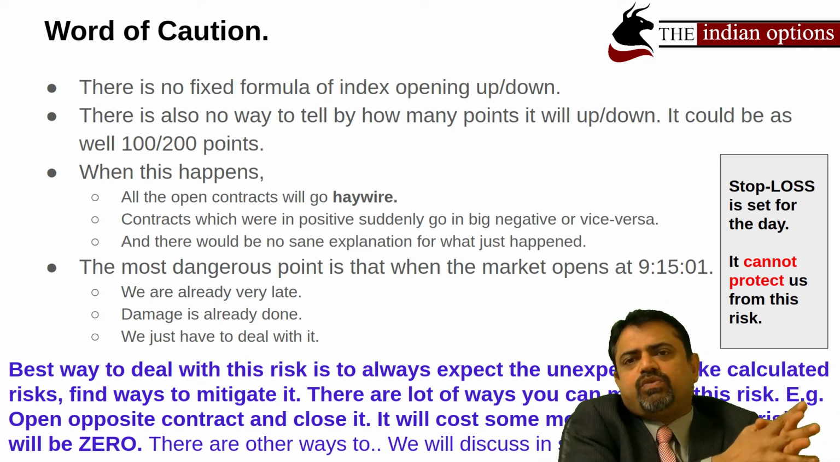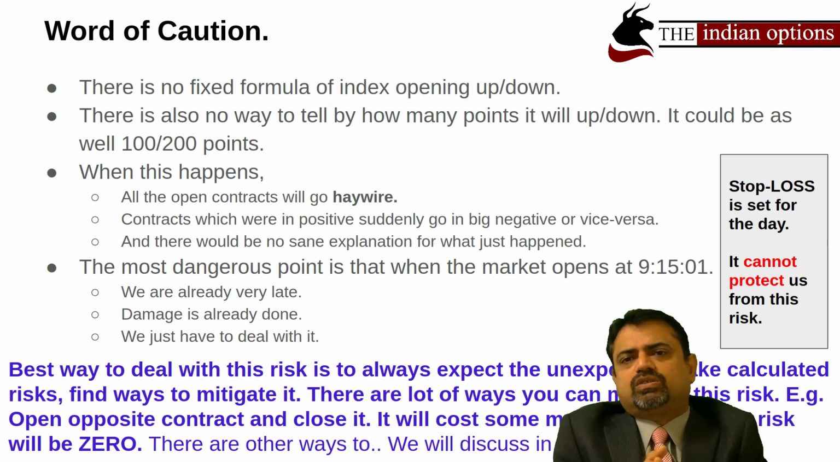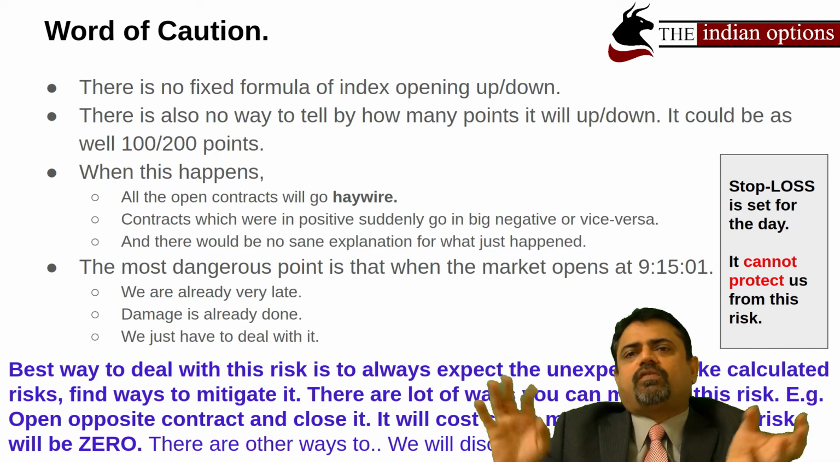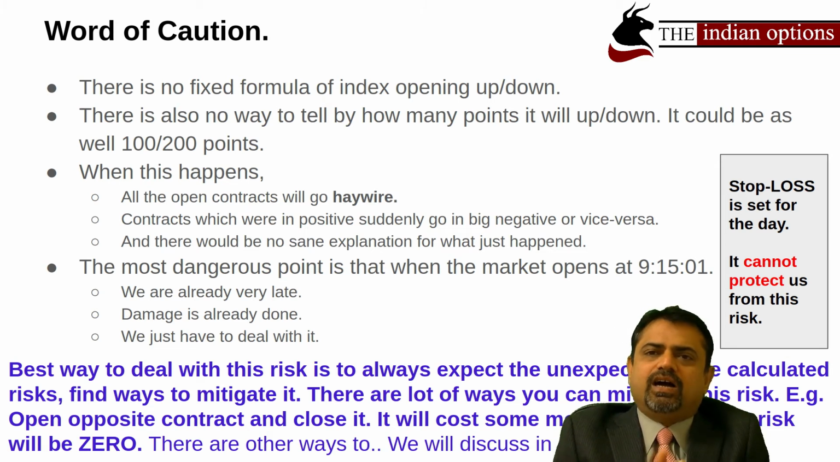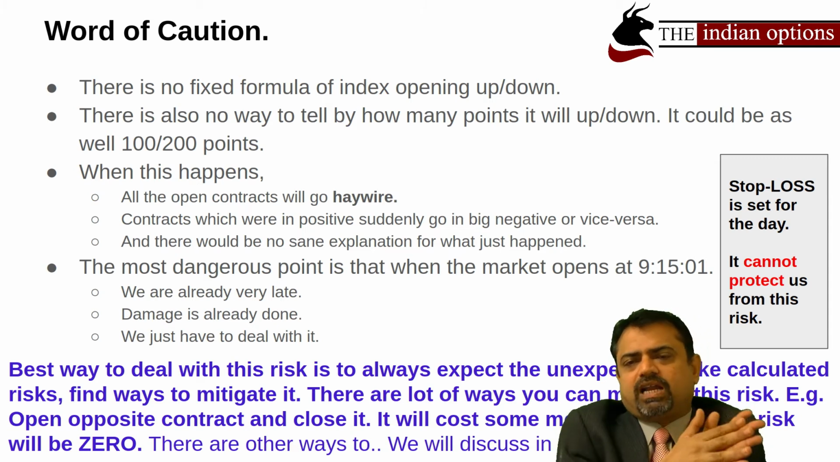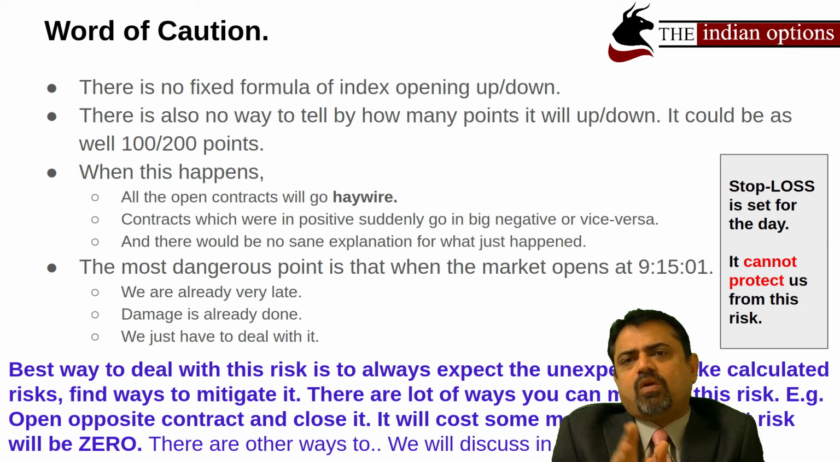Or there could be another reason. Until yesterday you had a lot of contracts in negative, and suddenly because today the market opened up or down, you are making a very big profit. In that situation, it's a lucky thing to have. But actually, when the market opens at 9:15, you don't know how it is going to open, so you cannot predict.